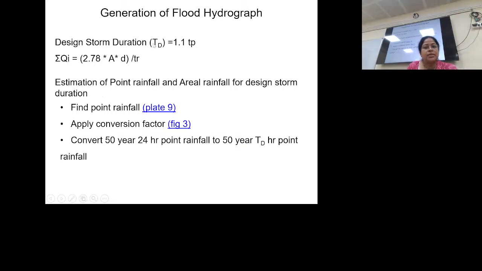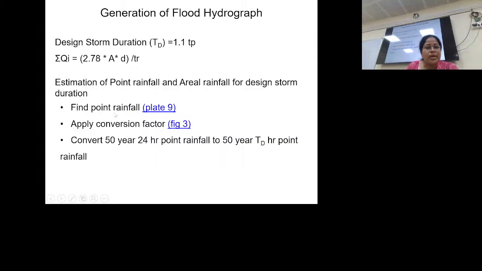Then design storm duration, it is 1.1 times the time to peak, that is TP. Now we have to estimate point rainfall and areal rainfall for this design storm duration. So in this manual there are different plates and figures given for 25, 50 and 100-year return period floods. So if we have to calculate for example the 50-year return period, the plates are given for 25, 50 and 100-year. We have to change that rainfall according to our design storm duration. For that we have to use the plates.